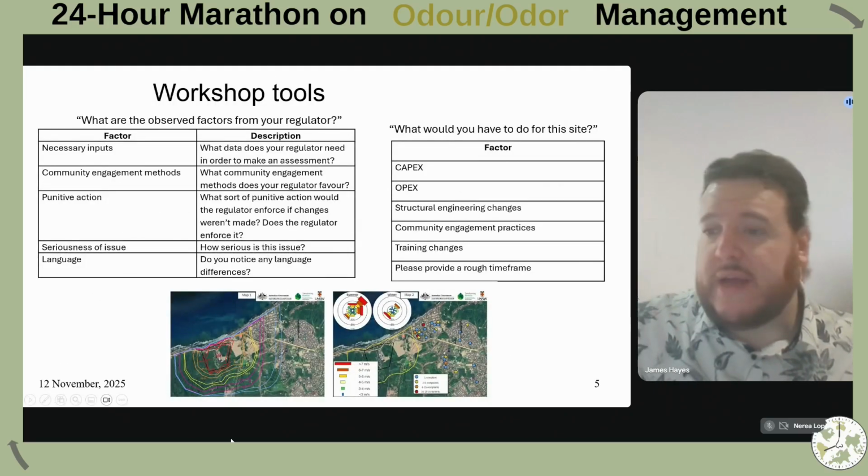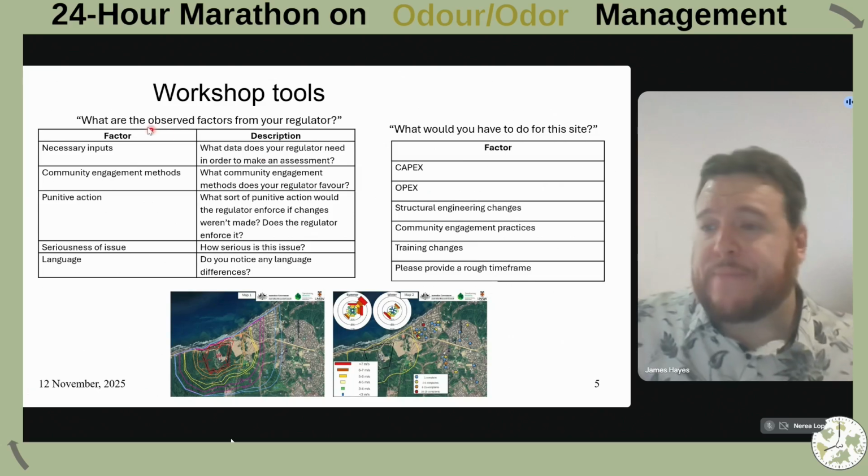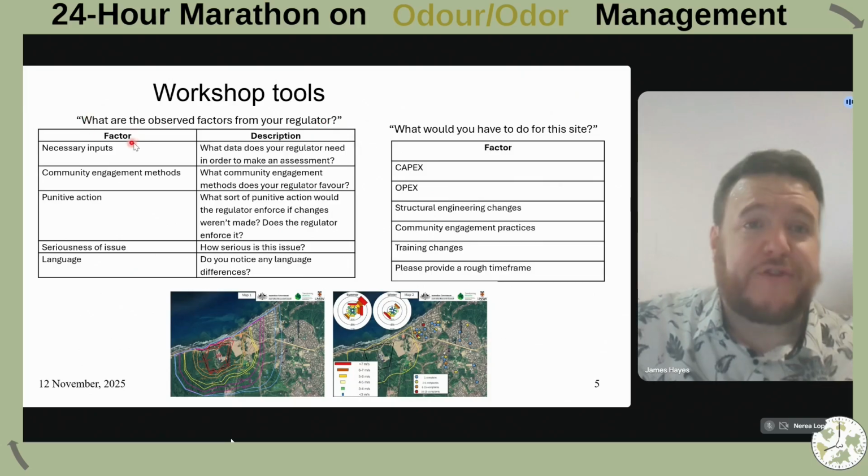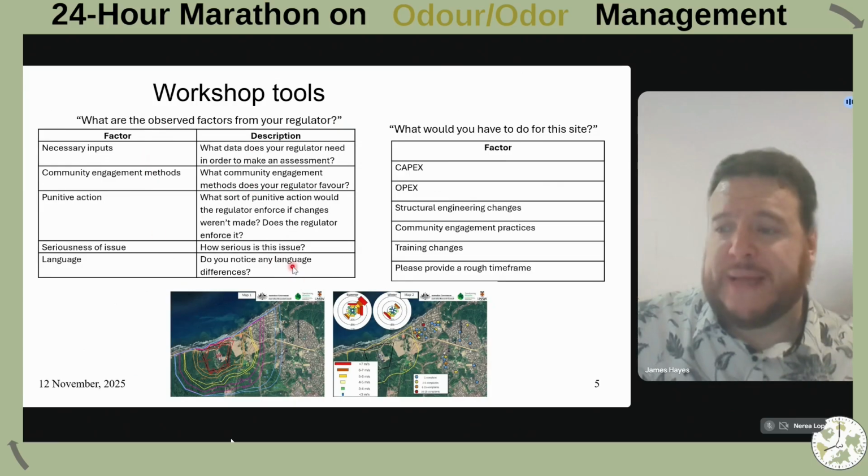This is just some of the tools that we provided. At the top left here, these were questions that the group would ask the regulator of the group. The question would relate to the factors being asked, and we provided a small description to explain what these particular factors were, and these were inputted online.